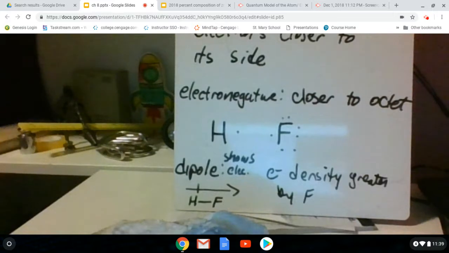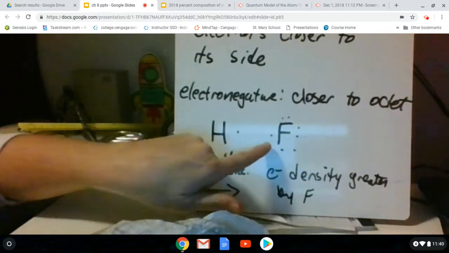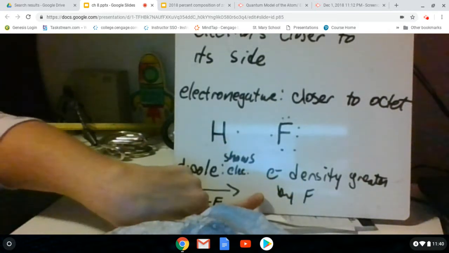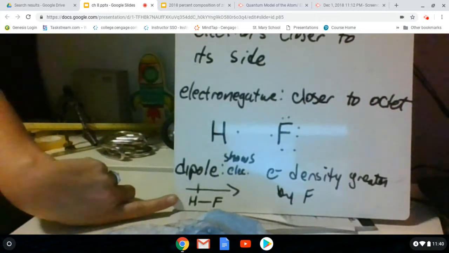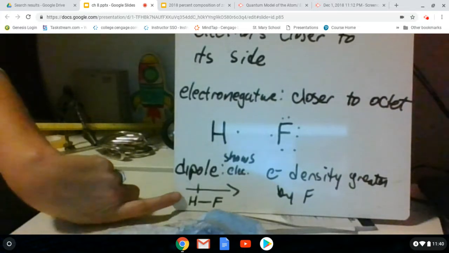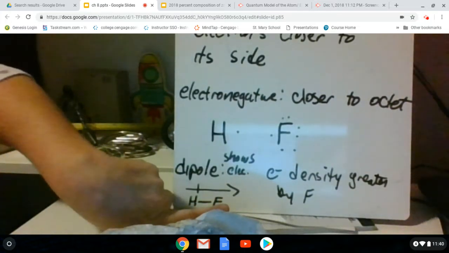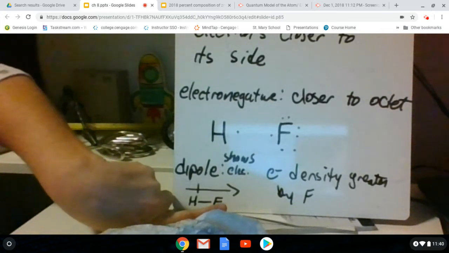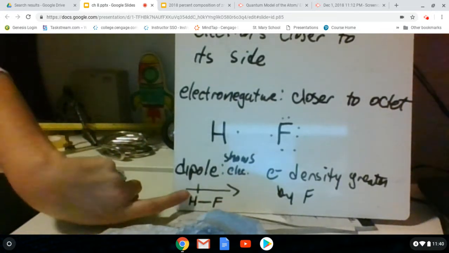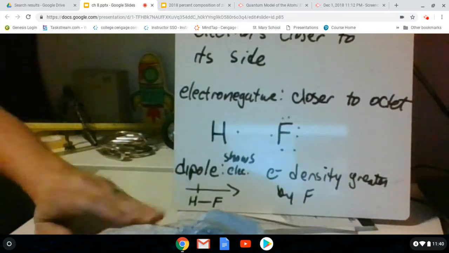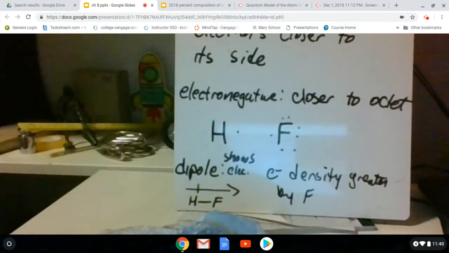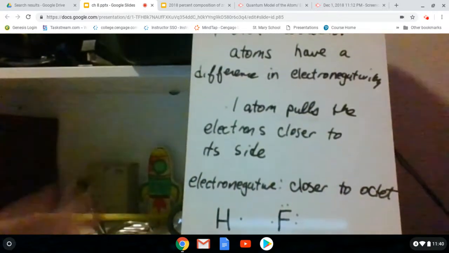So that when hydrogen and fluorine bond, fluorine actually pulls that shared electron closer to it so that the electron density is greater by the fluorine. And we can show this by what's called a dipole, which shows the flow of the electronegativity or the polarity. So that way the arrow shows where the more polar atom is, and this end shows where the least polar is. So it can show the flow or the pull of the electrons. That's known as a polar covalent compound.